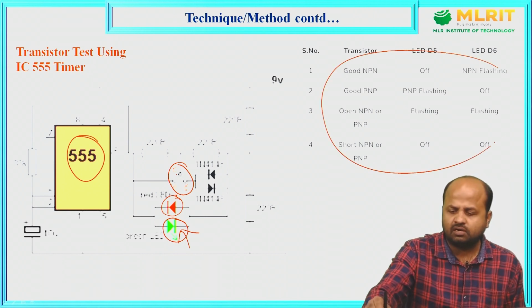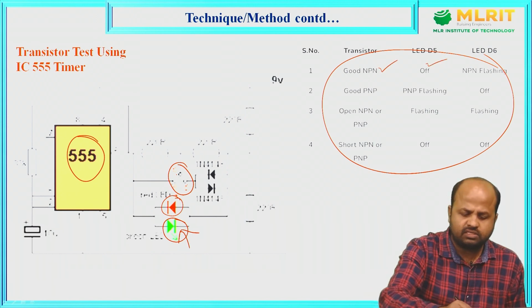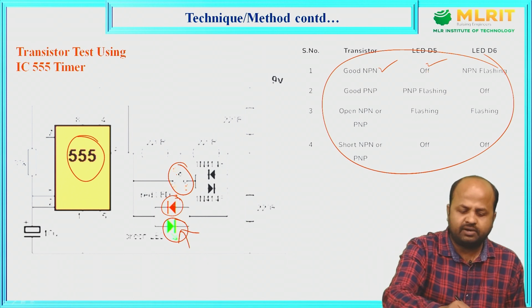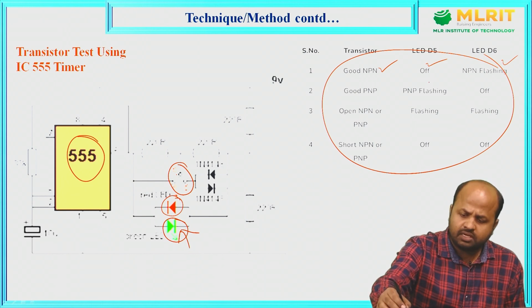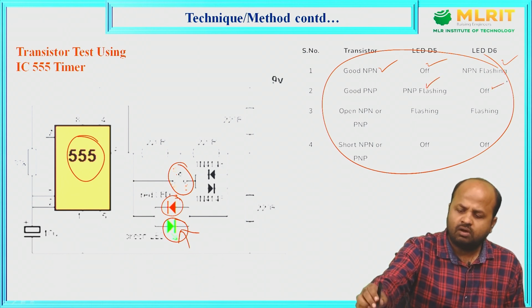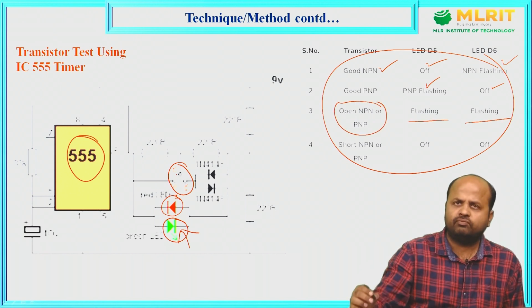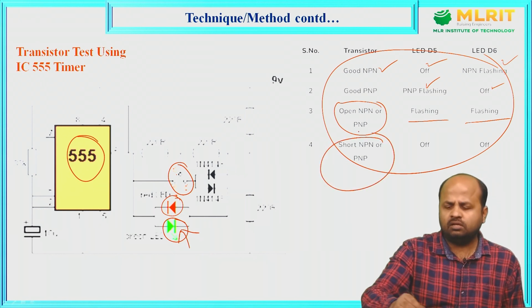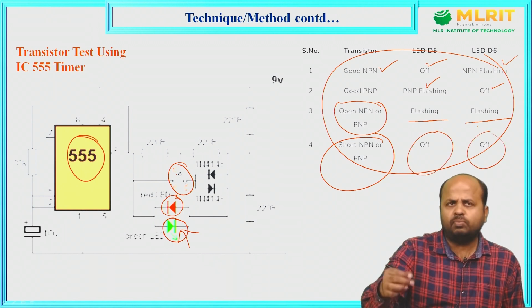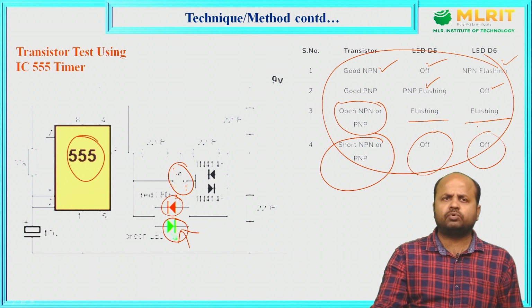Here I have given the chart. Suppose you take an NPN transistor, one LED, suppose the green LED, will be off and the red LED will be on. For a PNP transistor, green will be on and red will be off. If the transistor is open circuit, both LED lights will be flashing. If the transistor is short circuited, both LEDs are off. So by using a 555 timer IC also, we can make a transistor tester for detecting whether the transistor is working properly or not.